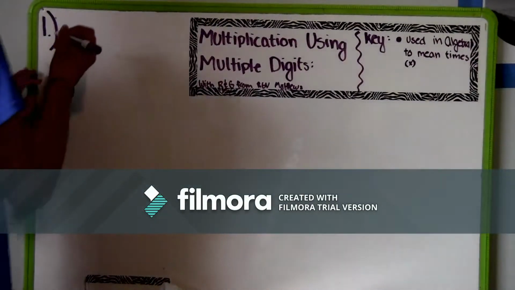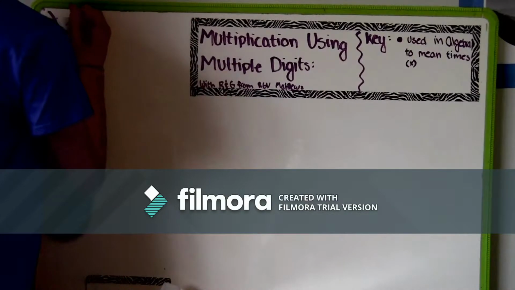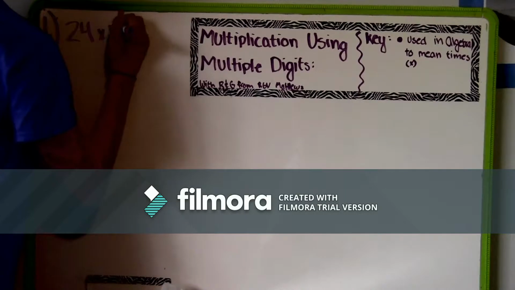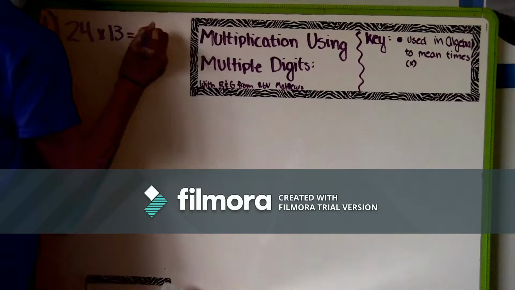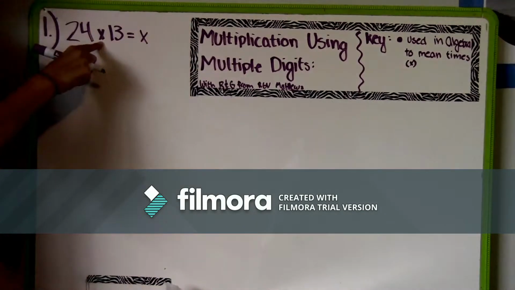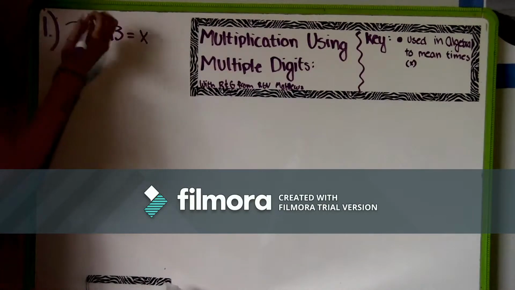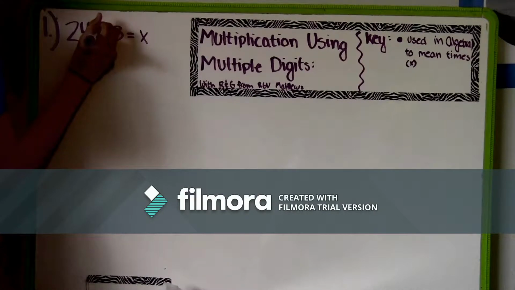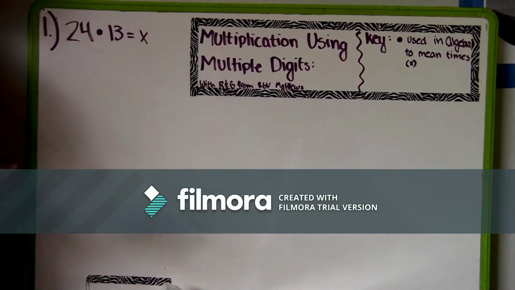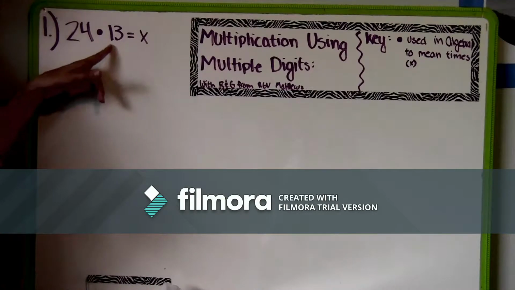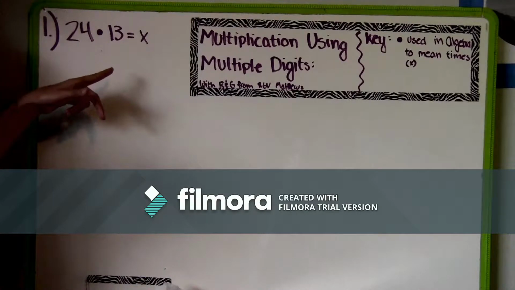So our first problem today is going to be 24 times 13 equals X. But instead of using this symbol for multiplication, today we are going to be using the dot, often used in algebra. Using this dot allows you not to be confused with X and the multiplication symbol, since X is a really used variable.